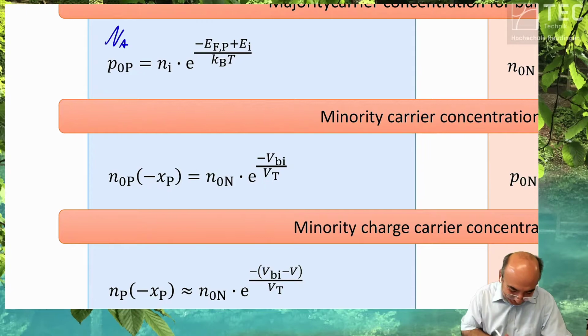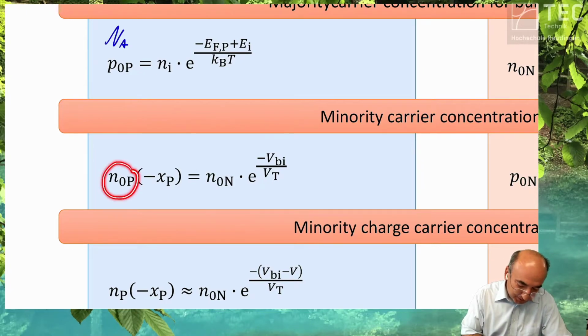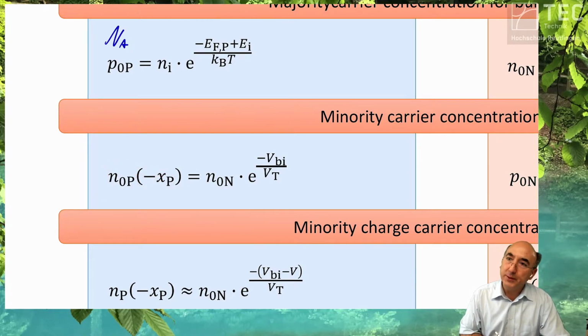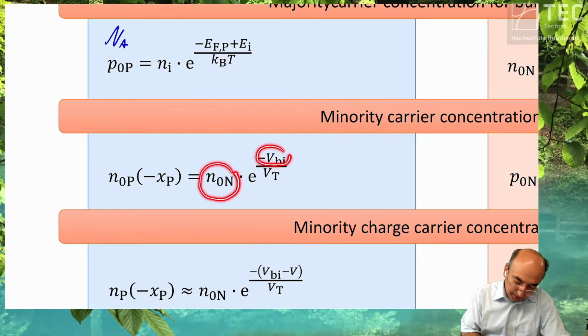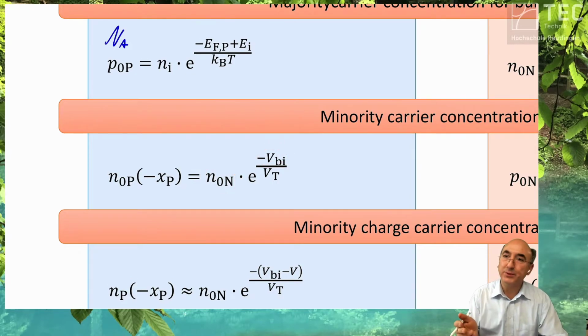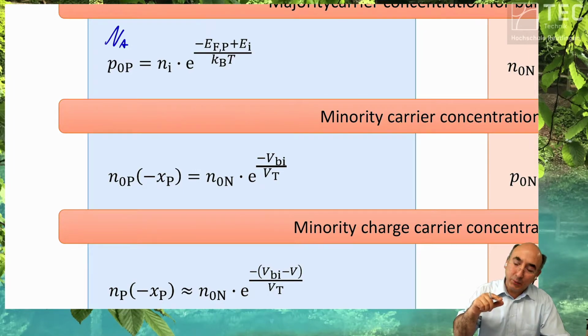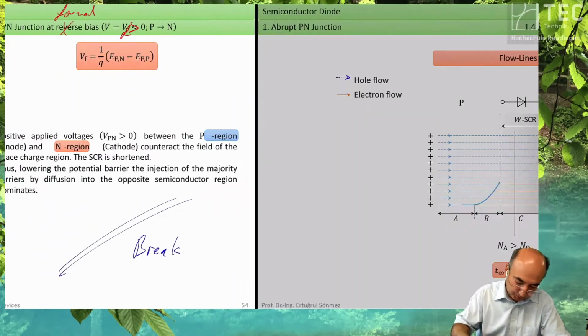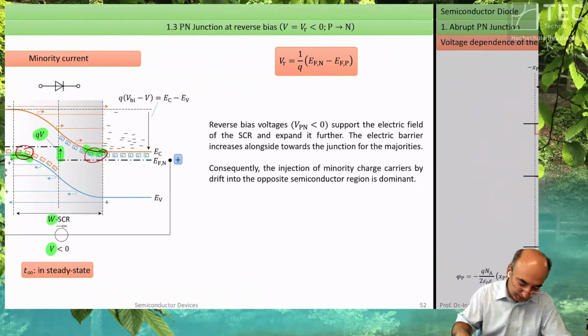So, mass action law. The minority carrier concentration at the space charge region boundary has a value we know from the mass action law, or you can say it is reduced by this voltage, because the built-in voltage is exactly the difference we have from the right side to the left side. One moment. Why can I say that? See here.